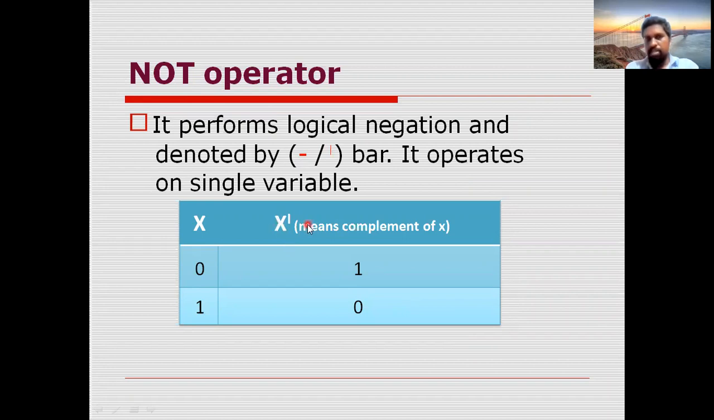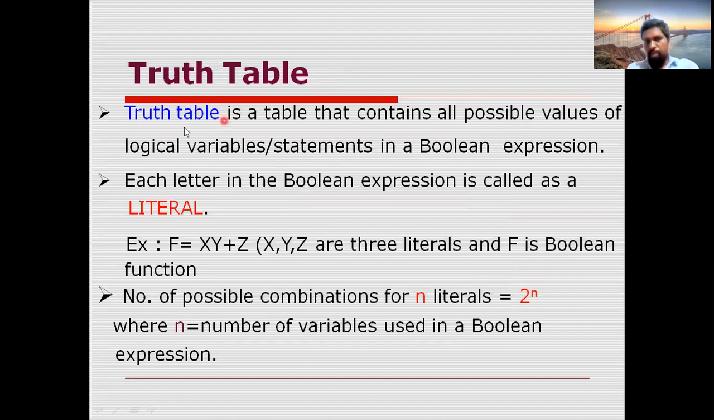Next, how to frame a truth table? A truth table is a table that contains all possible values of the logical variables in a Boolean expression, and each and every letter in the Boolean expression is called a literal. Suppose you have a function f is equal to xy plus z, then x, y, z are your literals and f is called your function. And as I said, for n number of literals, you will have 2 power n combinations.